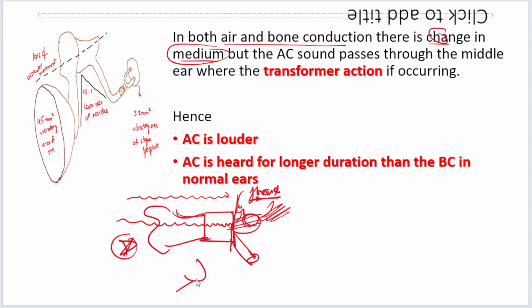Suppose you place it on the mastoid and the vibrations are going directly to the cochlea. Here also the sound vibrations are going through the bone, and finally they are stimulating the cochlear fluids, that is the organ of Corti. So there is a change in medium in both air conduction and bone conduction.